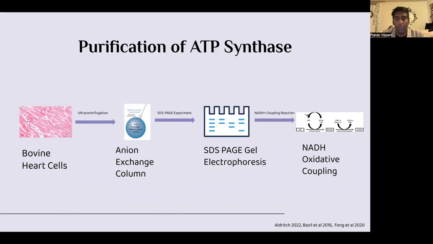To generate a cryo-EM profile of ATP synthase, the researchers had to first purify the enzyme. They did so in 4 steps. First, they extracted bovine cells containing ATP synthase. Next, they used an anion exchange column to bind and isolate the F1 F0 complex. Third, they used an SDS-PAGE gel to identify whether ATP synthase was in the monomeric or tetrameric form. Finally, they used a coupling reaction, NADH oxidation, with ATP synthase to verify the purity of their sample.